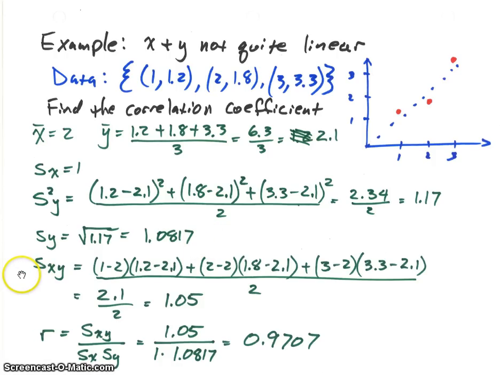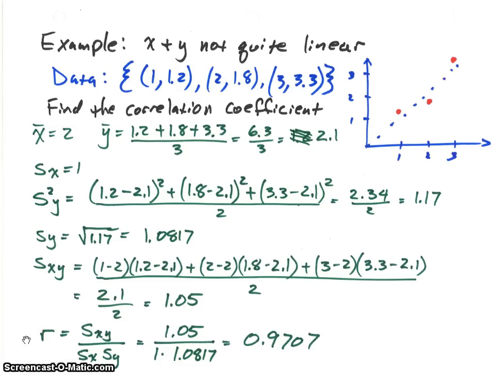For the sample covariance, we take, again, the x values minus its mean, so in this case 1 minus 2, times the y value minus its mean, which for the first one is 1.2 minus 2.1. We do that for all of the values that we have in our data set, divided by the number that we have minus 1, and we get a sample covariance of 1.05.